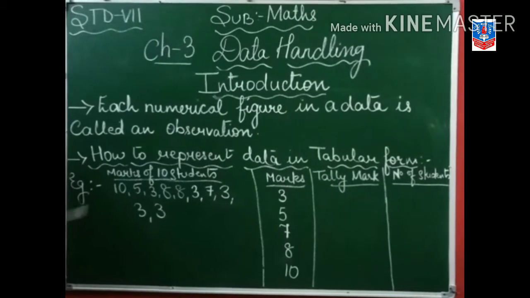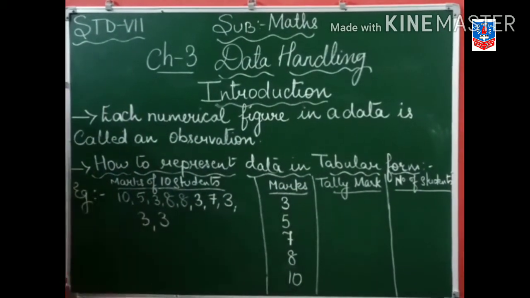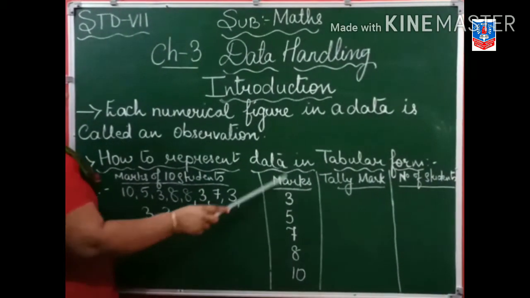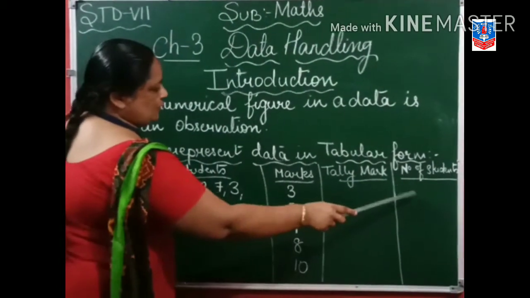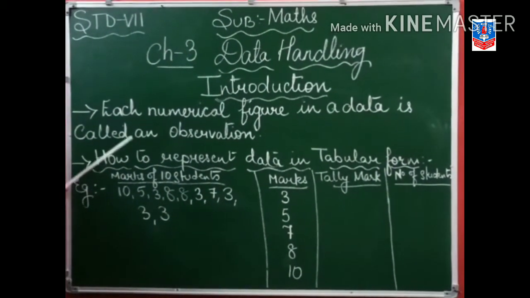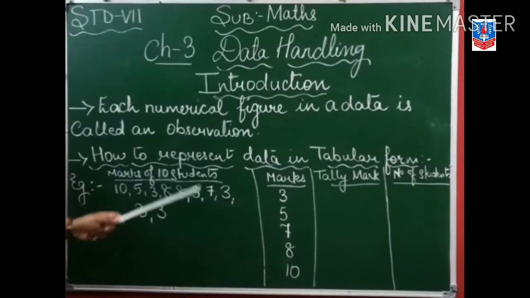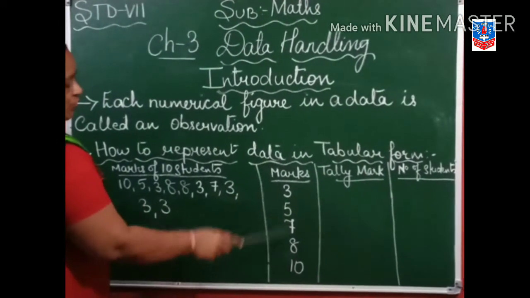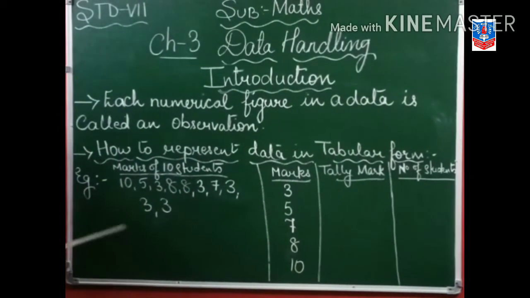Now we will learn how to represent data in tabular form. Tabular form means table form. Now see, we will make the table this way: marks, tally marks and number of students. Now what is tally marks? Tally marks is one of the ways to represent data or observation. Okay. Now see, 3 marks. First column it is marks. So 3 marks.